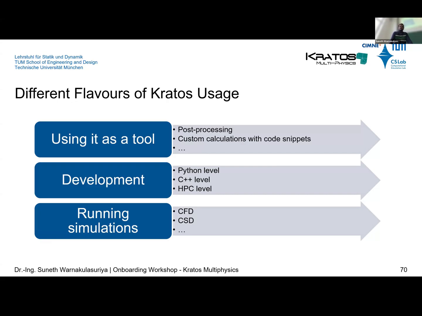The next one is development. That means how you can change Kratos. It can be either at Python level, so you can change your Kratos Multiphysics Python scripts if you like, create your own simulation. Or at C++ level, which requires the compilation. HPC level means high performance computing level, where you need some additional information and knowledge also to do that.